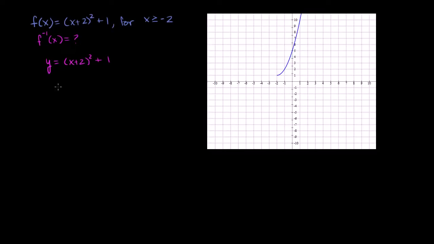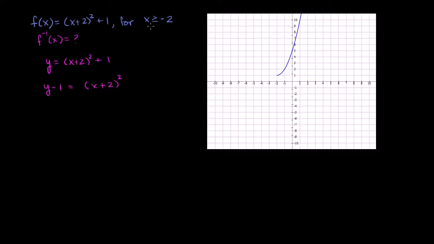The first thing to do, we could subtract 1 from both sides of this equation. y minus 1 is equal to (x plus 2) squared. And now to solve here, you might want to take the square root, and that actually will be the correct thing to do. But it's very important to think about whether you're going to take the positive or the negative square root at this step.